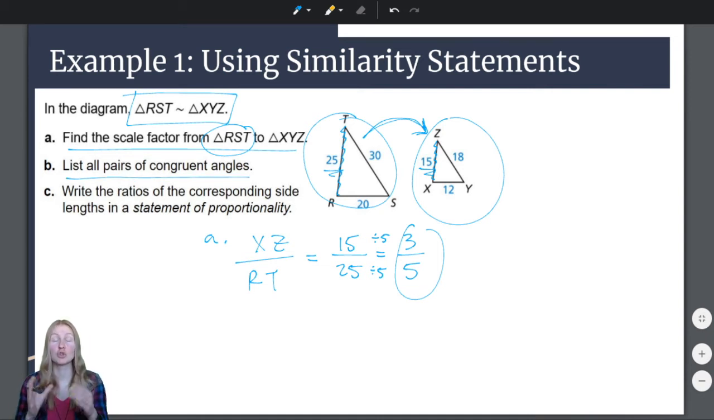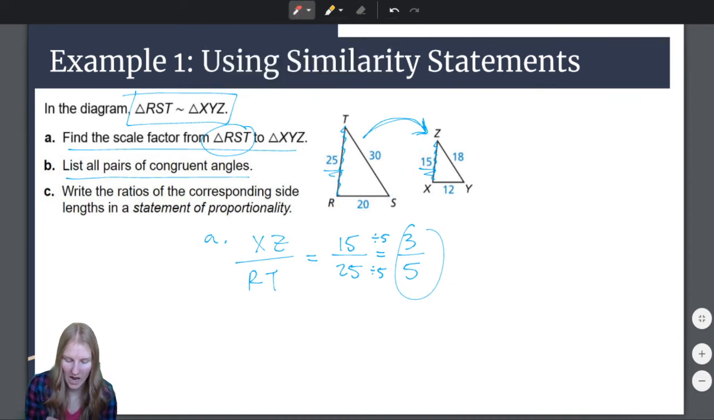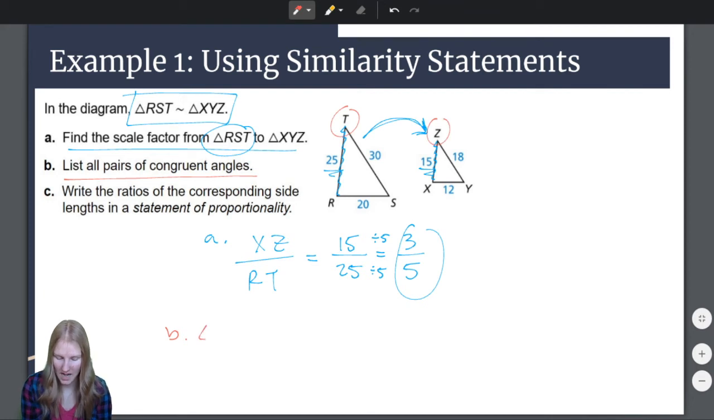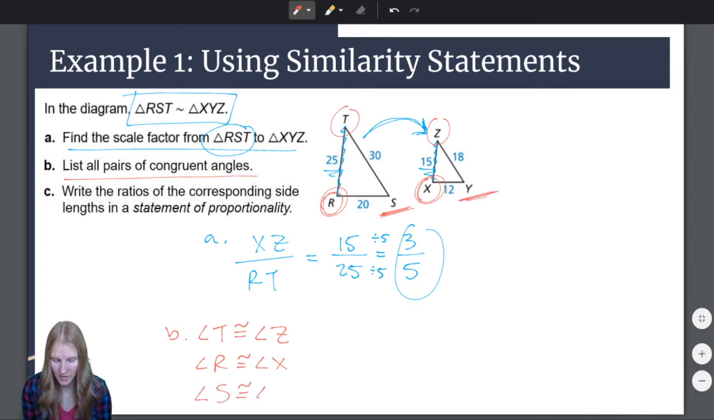Okay, part B, list all pairs of congruent angles. So, we know that corresponding angles are congruent. In similar triangles, corresponding angles are congruent. So, let's do this in a different color. We'll take red for part B. List all pairs of congruent angles. Well, angle T corresponds with angle Z, so they are congruent. Angle R corresponds with angle X, so they are congruent. And angle S corresponds with angle Y, so they are congruent.